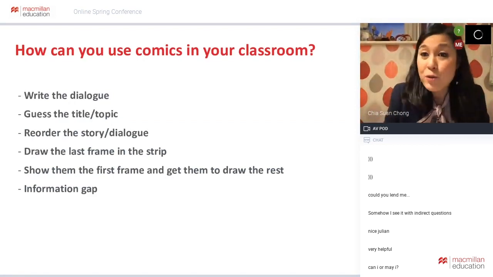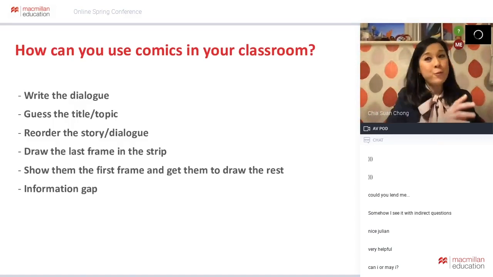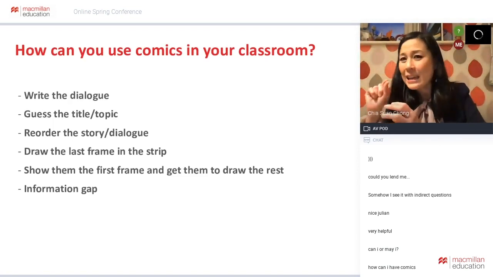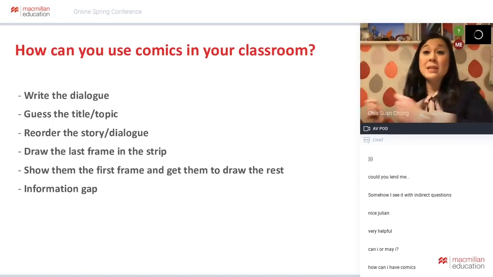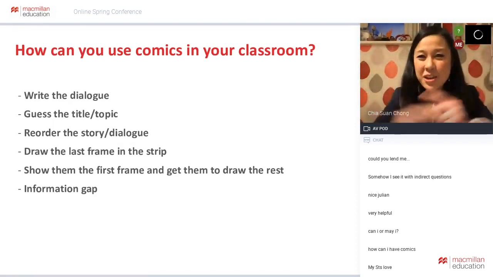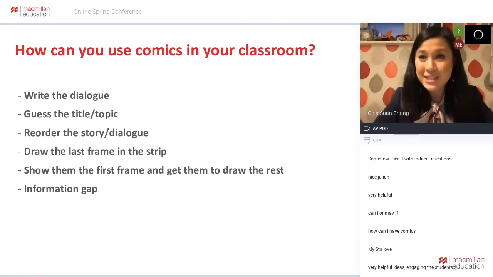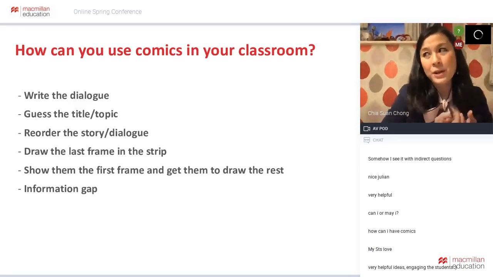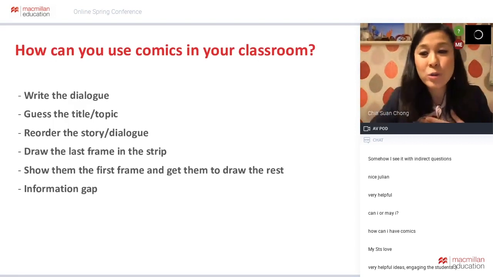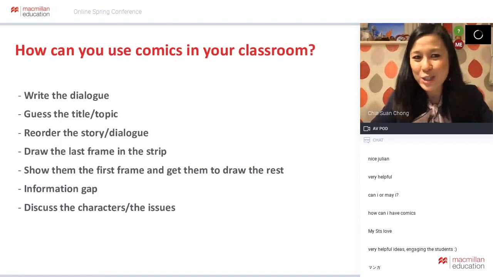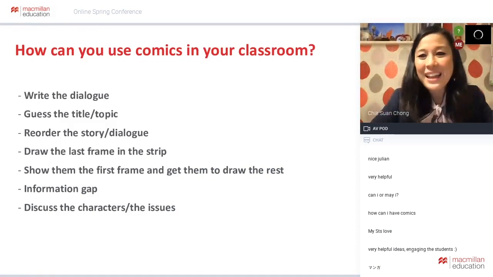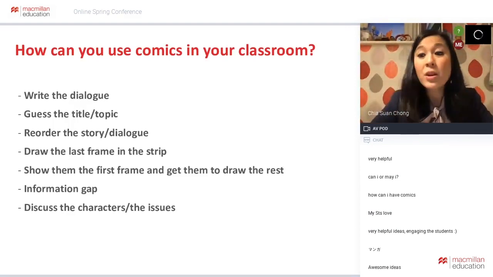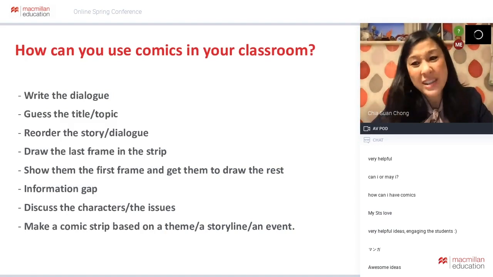Information gap, something that some of you might already do. You give student A one comic strip, you give student B a similar but slightly different comic strip. You get them to sit back to back and tell each other what they have and try and find the differences, compare and contrast those differences without looking at the pictures. So I've got a picture, you've got a picture. I'm not allowed to look at yours, you're not allowed to look at mine. That's an information gap, or also known as a jigsaw. You can get them to discuss the characters, the issues. Who is this man? What is the problem he's having? What is his history? Yes, Julian, it's like manga.